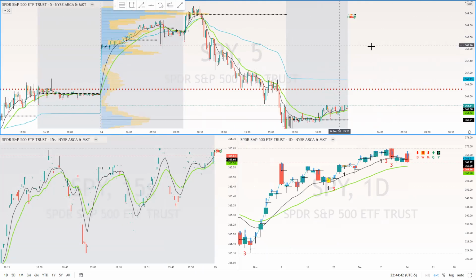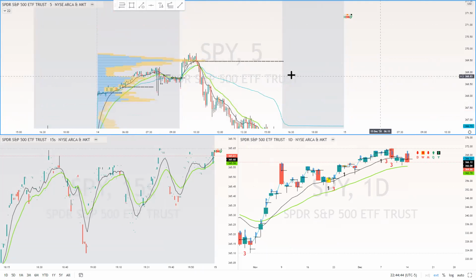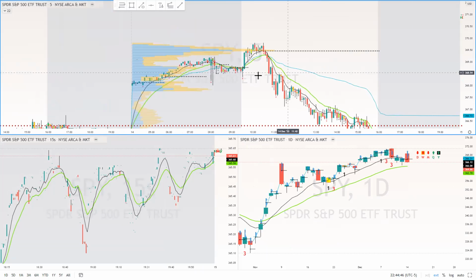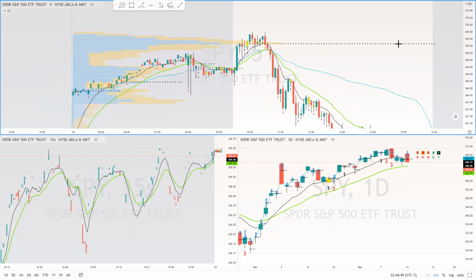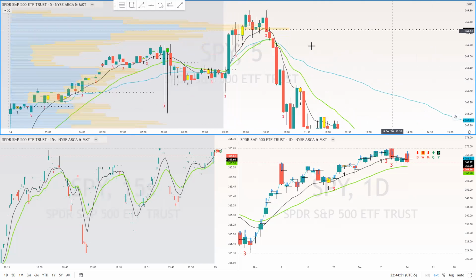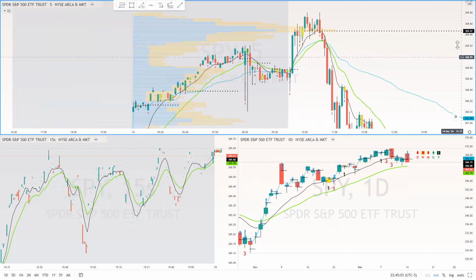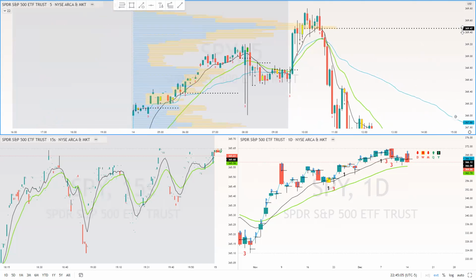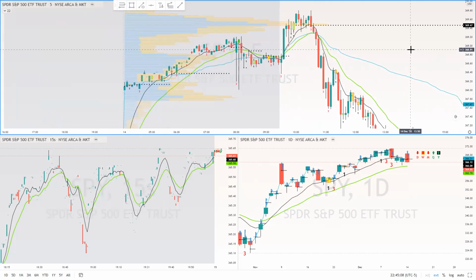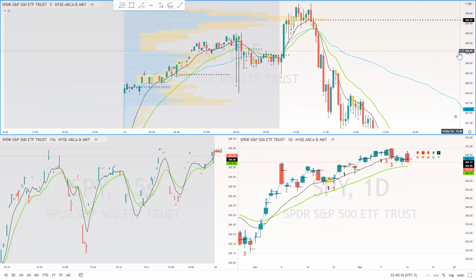So you could have gotten short here. Let me just blow this up a little bit. On this failed 2 that went 3, once it went below the point of control, or you could have even taken it on that next candle down. But it's a really good real-time visual indicator of where the buyers and sellers are. So I hope that's helpful.